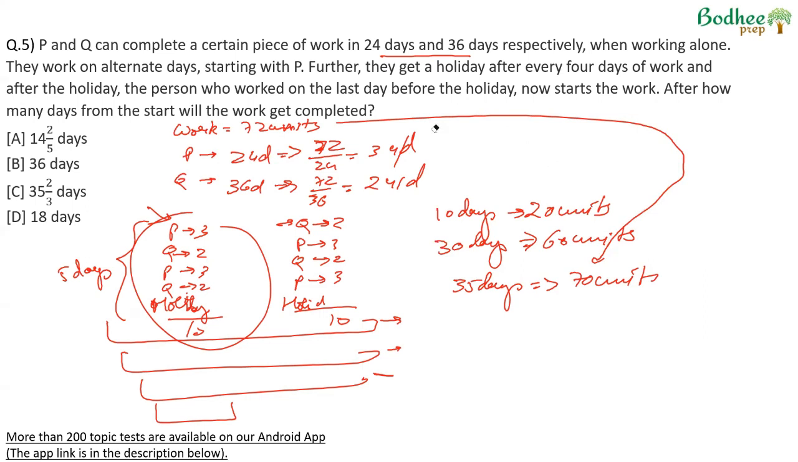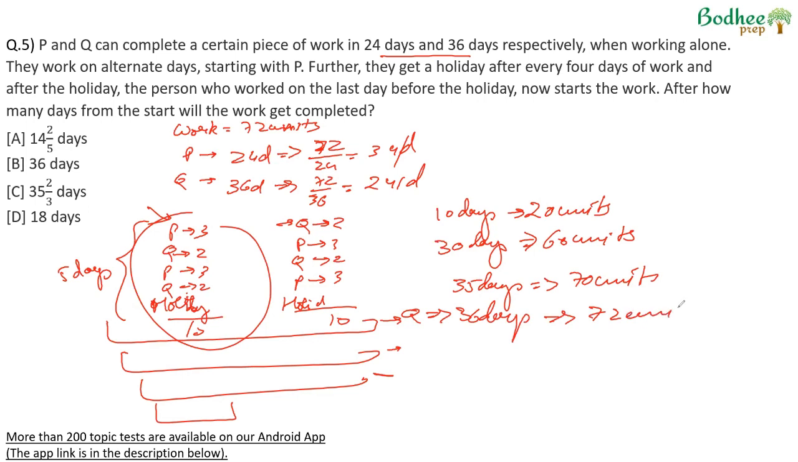So on the next day, Q will come to work and take the entire day to finish off 2 units of work, and therefore in 36 days, 72 units of work will get finished. It is Q's chance to work. So Q will finish off 2 units and the work will get finished completely in full 36 days. Option B becomes the answer.